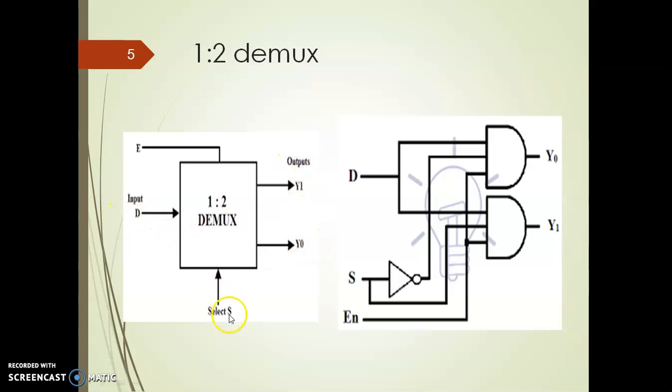On the basis of the status of that select line, a particular output line will be selected, and whatever the input on the input line, that will be provided on that particular output line. So suppose S is 0, in that case the Y0 line will be selected, and if S is equal to 1, then the Y1 line will be selected, and whatever the input on the D line will be provided on that output line. That is the basic function of the demultiplexer.